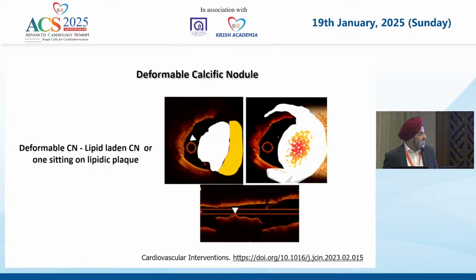So we just dilated. Now, as I told you, it does not localize. So this lipid could have been within this plaque or could have been behind the calcific protrusion. Nobody can know this for sure, but it definitely implies that this is a nodule which is deformable.